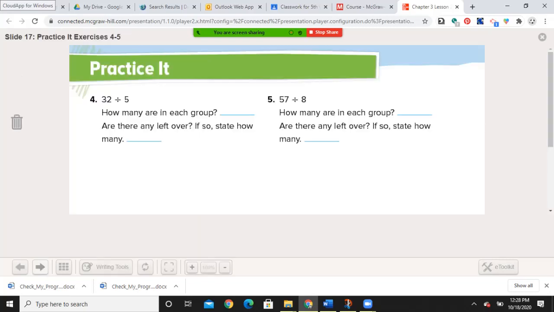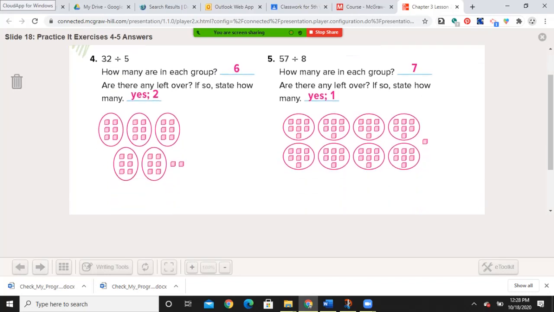All right, do the same on these and pause the video. You may pause now. Welcome back. Let's see how you did. 32 divided by 5. So you see that there are 5 groups of 6 and 2 left over. That's your remainder. 57 divided by 8. So I drew 8 groups, 1, 2, 3, 4, 5, 6, and so forth. There'll be 7 in each group with 1 left over.